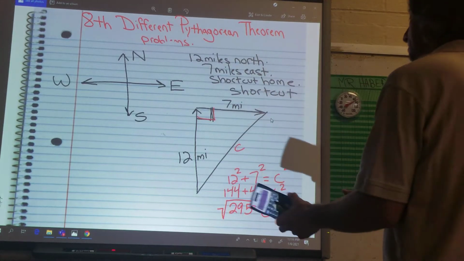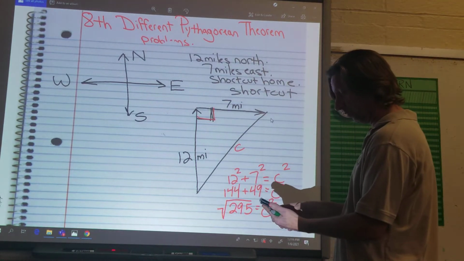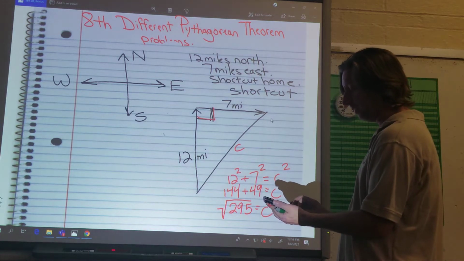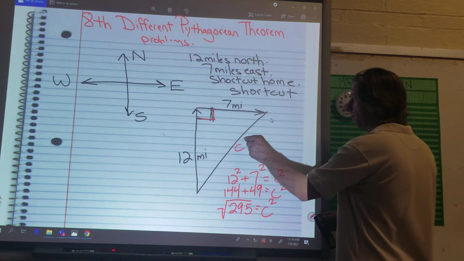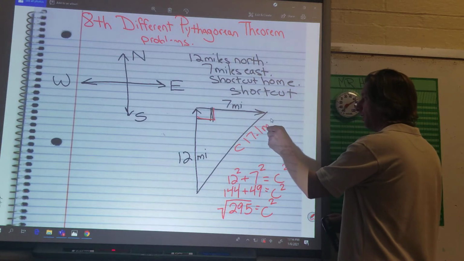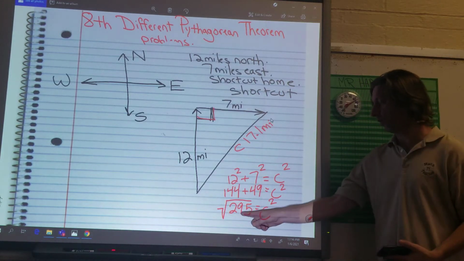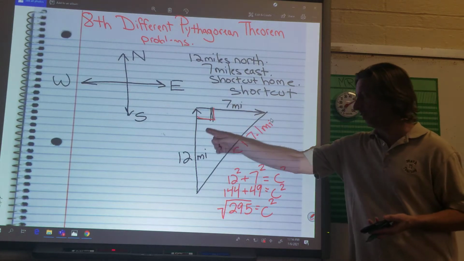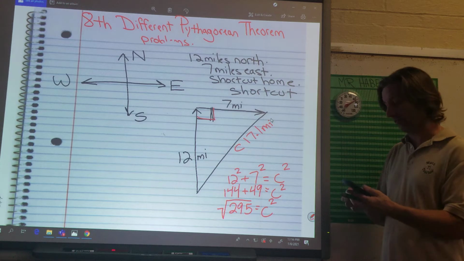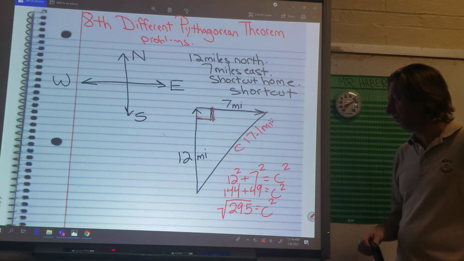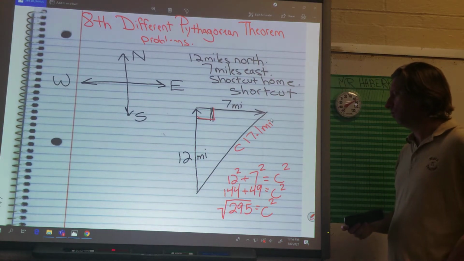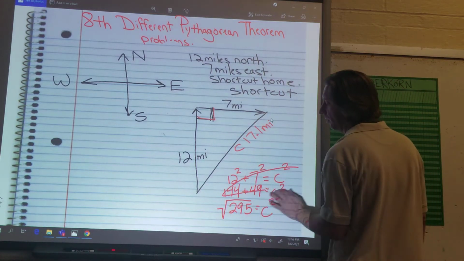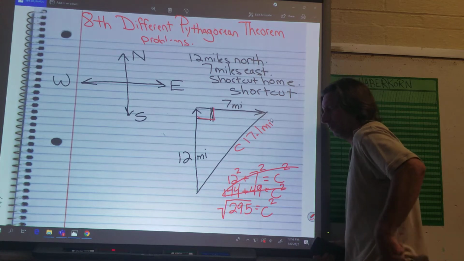So, once again, calculators are your friend. Square root, because I don't know the square root of 295. Oh, it's 17.1 miles is how long your shortcut is. So I just did the square root of 295, and you can see 17 is a little bigger than these two, so it makes sense. Got to make sure that it makes sense. All right. Well, this should have been 293. I messed it up a little bit. Either way, it's going to come out 17 point something. You got the idea. Sorry about that.